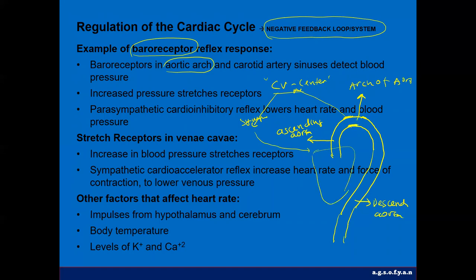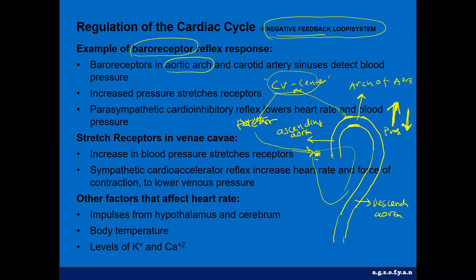So if the pressure is increased, okay, so we're going back, if the pressure increase will be sensed by this baroreceptor, okay, so the stimulus, pressure increase, sends the information to the CV center, then the CV center will tell the parasympathetic division to lower the heart beating. Okay, so when the heart beating is lower, then the pressure will be decreased. Okay, so this is what we call the negative feedback system.